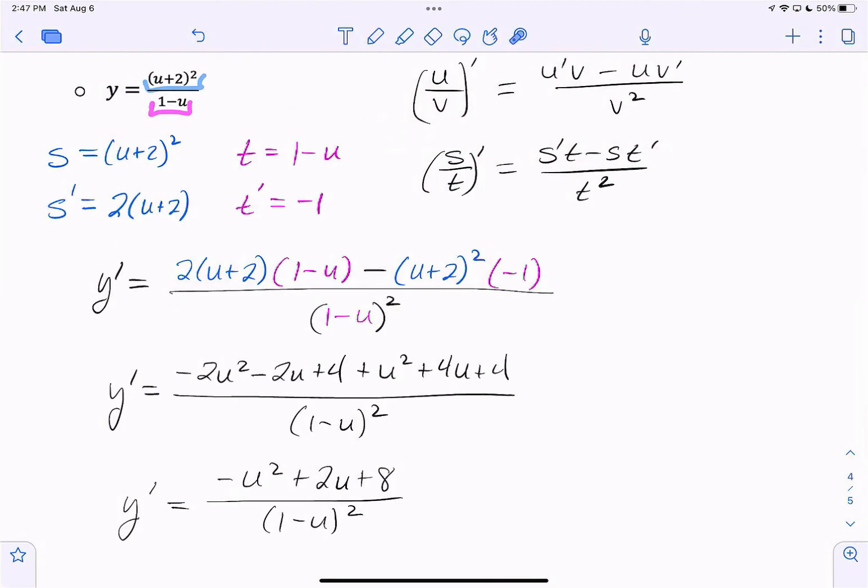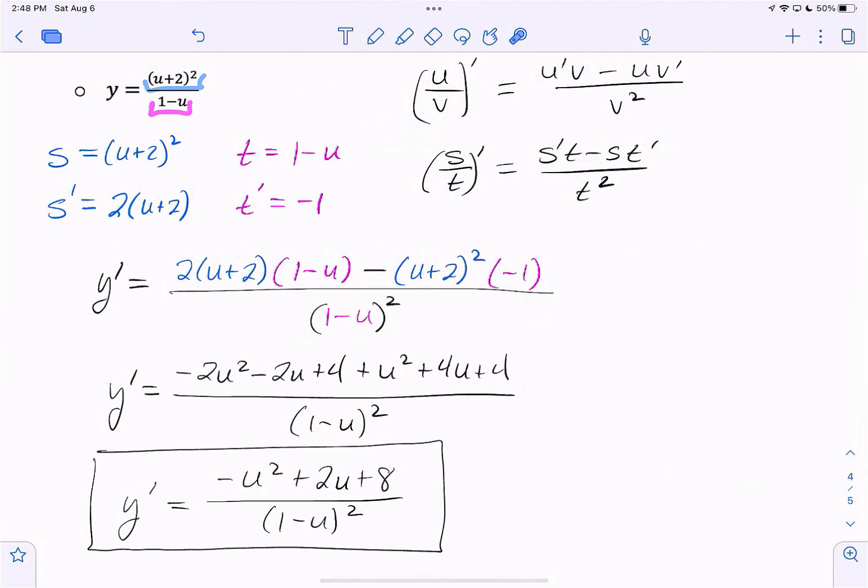Using that quotient rule, we have 2 times the quantity of u plus 2 times 1 minus u, minus u plus 2, the quantity squared, times negative 1 in the numerator, divided by 1 minus u squared in the denominator. And that simplifies ultimately to y prime is equal to negative u squared plus 2u plus 8 over 1 minus u, the quantity squared. Keep in mind, this negative is attached to just the u squared, right?